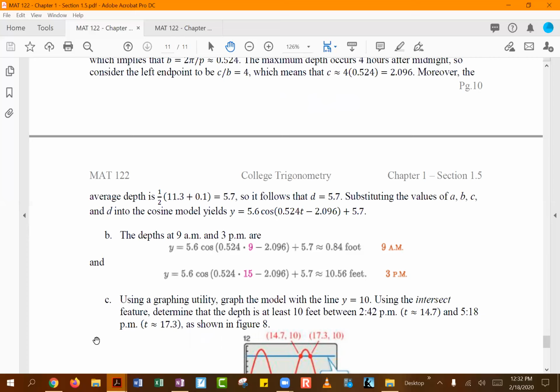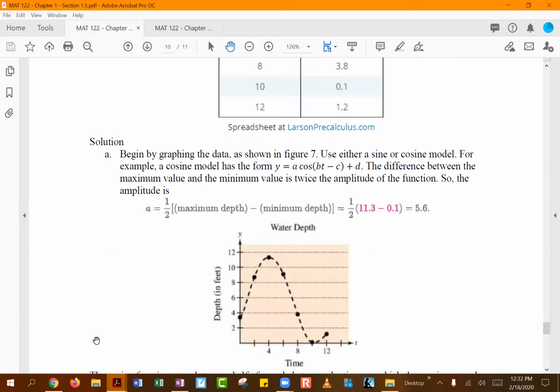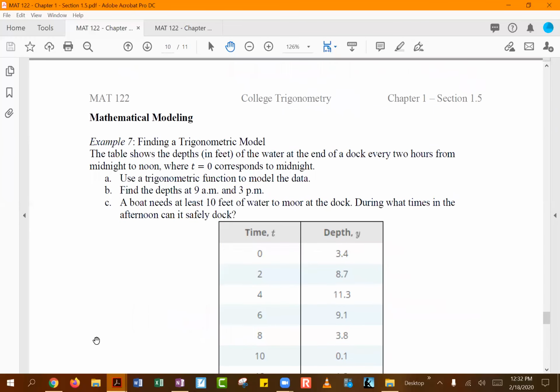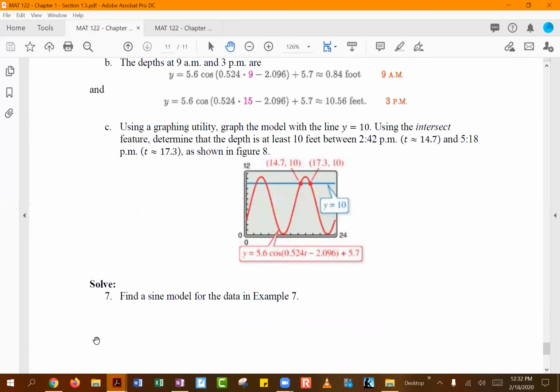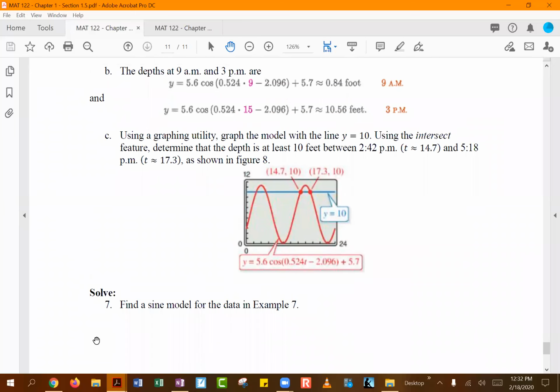And the C part was asking you, during what times would it be safe to dock? So they're actually using a graphing calculator to help you out here. And they said we need a minimum of 10 feet of water. So where does the 10 feet of water happen? And of course, it's happening between 14.7 and 17.3, which comes out to be approximately from 2:42 to 5:18 p.m.